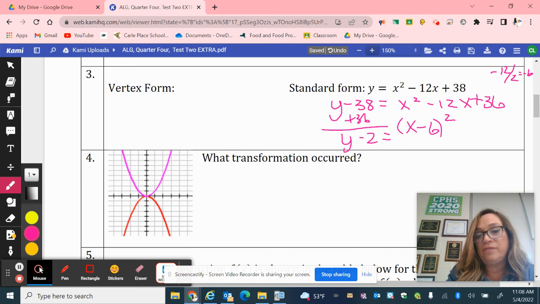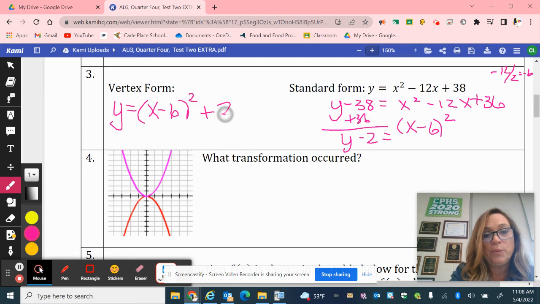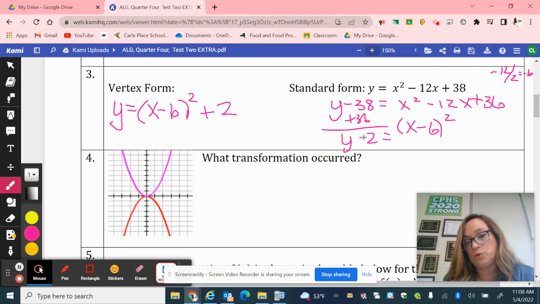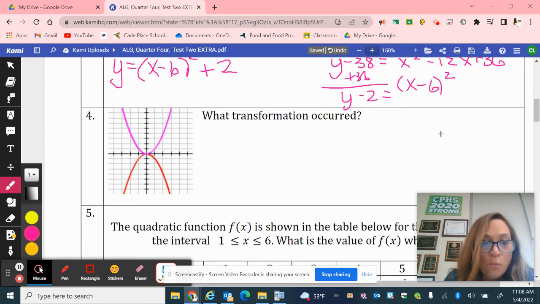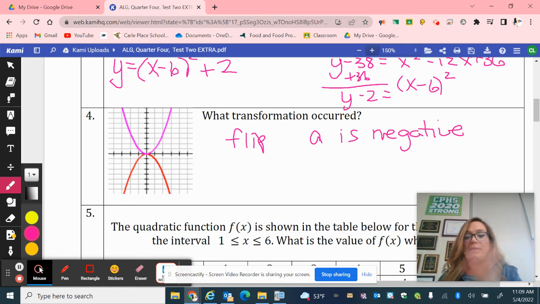So I just have to move that 2 back. So I get y equals x minus 6 squared, add 2. And that's because the opposite of subtracting, which is shown here, is adding. Okay. What transformation occurred? It's definitely a flip, which means a is negative. Okay, right side up to upside down, that means the a is negative.